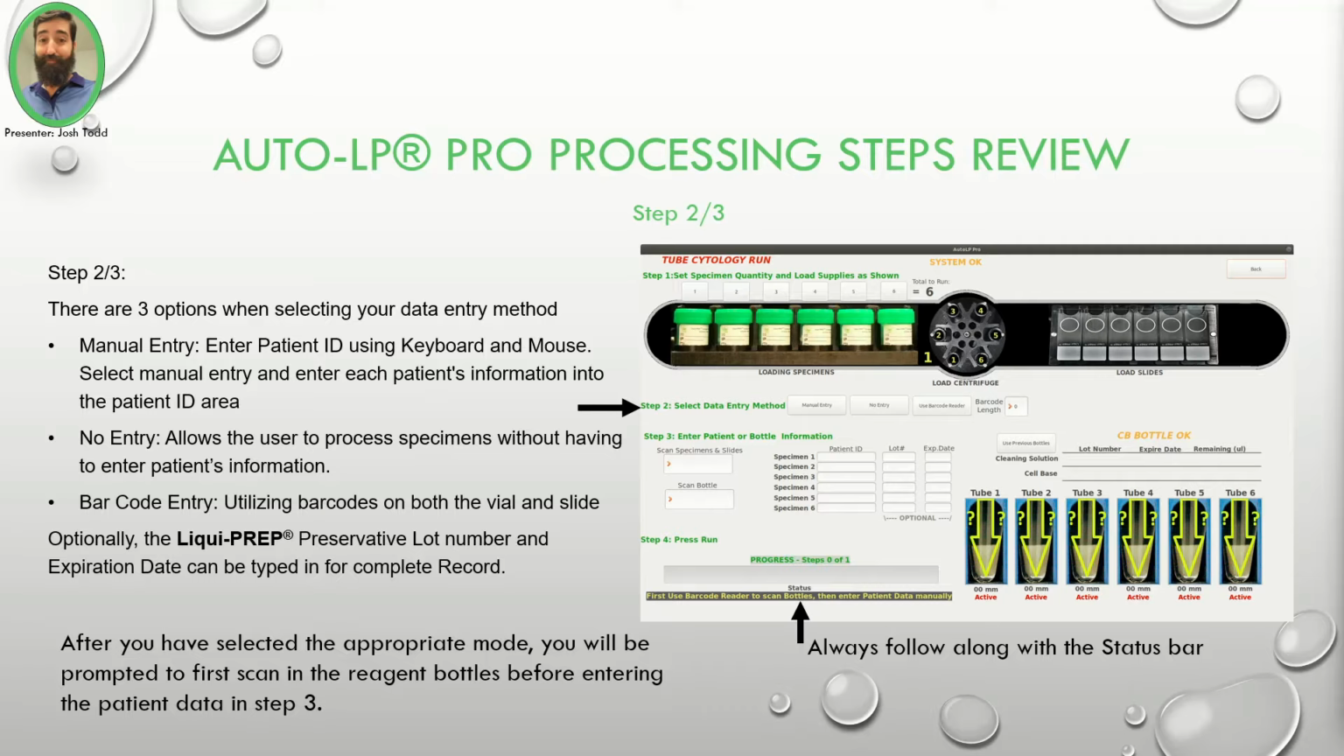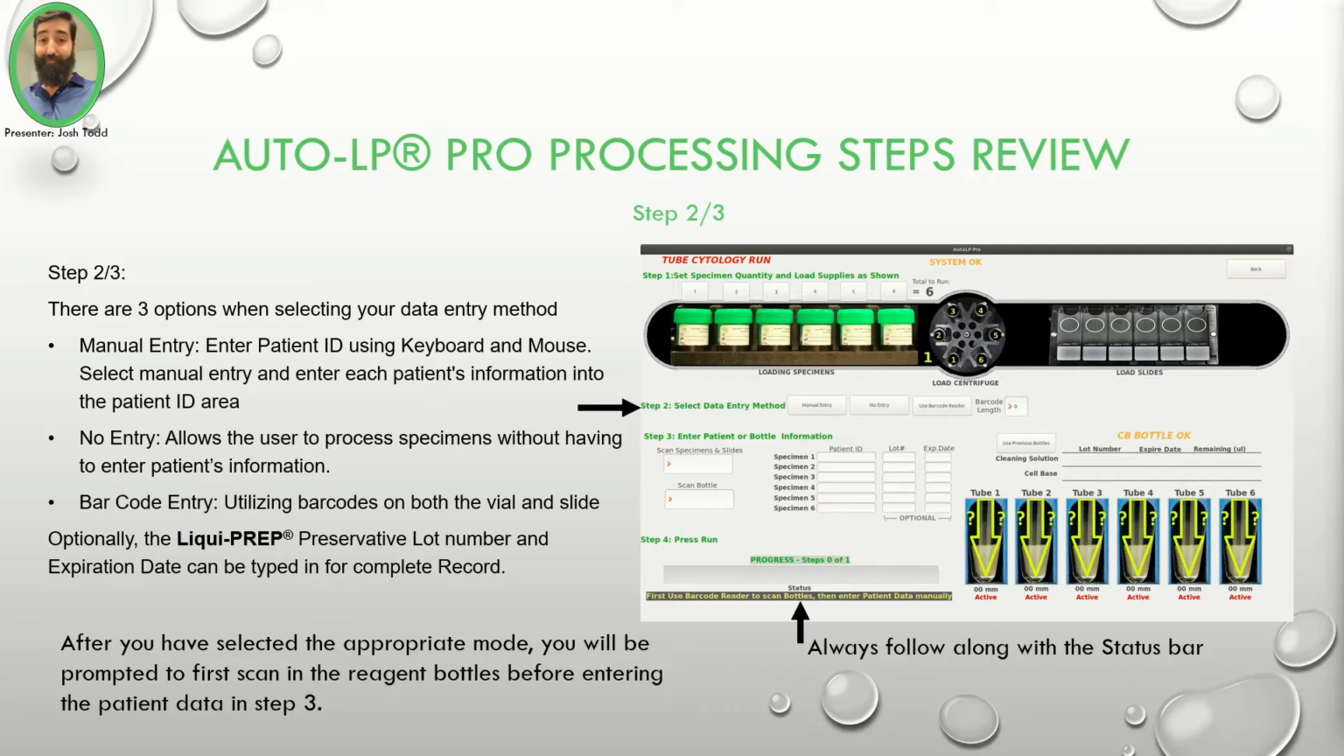Barcode entry, utilizing barcodes on both the vial and slides. Optionally, the liquid-prep preservative lot numbers and expiration dates can be typed in for a complete record. After you've selected the appropriate mode, you will be prompted to first scan in the reagent bottles before entering the patient data in Step 3. Always follow along the status bar at the bottom of the screen.